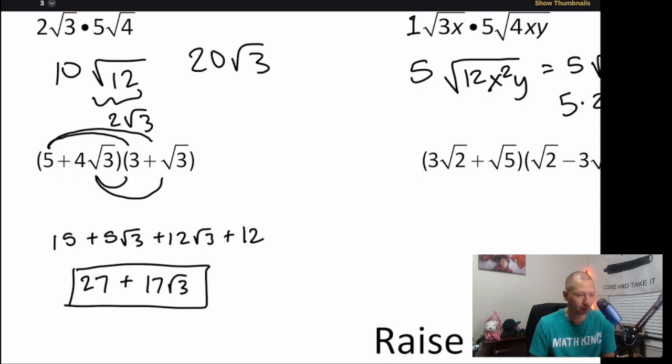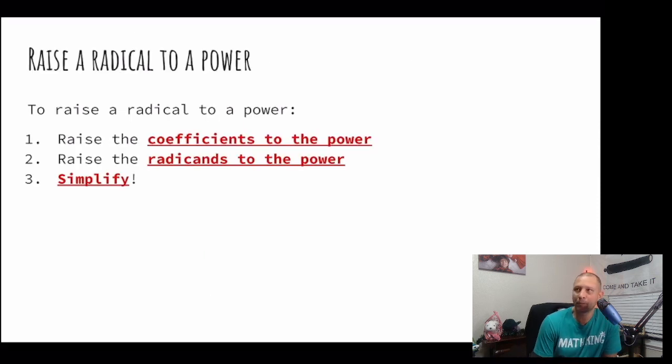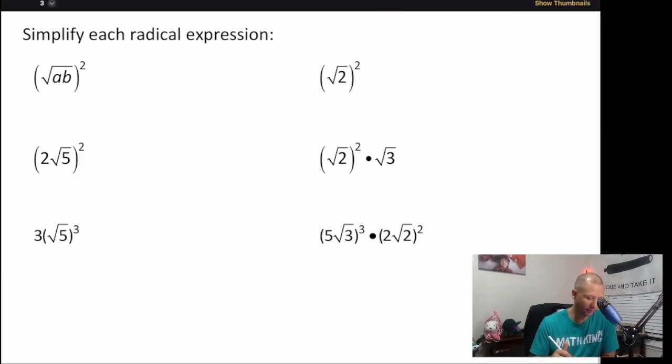Otherwise, AKA FOIL. Okay, when we raise a radical to a power, we're going to apply the power to the coefficient, and then you apply the power to the radicand, the part inside the square root. So you're going to apply the power to both the coefficient and the radical separately, then simplify. So let's see a couple of examples.